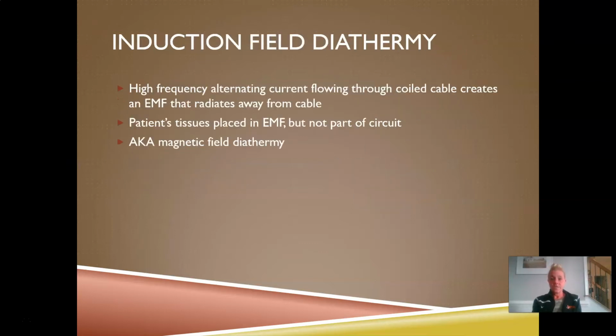So with induction field diathermy, it uses a high frequency alternating current that flows through a coiled cable. The most common method is a diathermy drum, and the inside is going to look kind of like the coil on a stove top, so an electric stove. So that's what that looks like. You can also just have sort of like a coil that you can place around a patient, and we'll talk about that as we get a little further through. Again, with the induction field, the patient's tissues are placed within the electromagnetic field, but they're not actually part of the circuit.